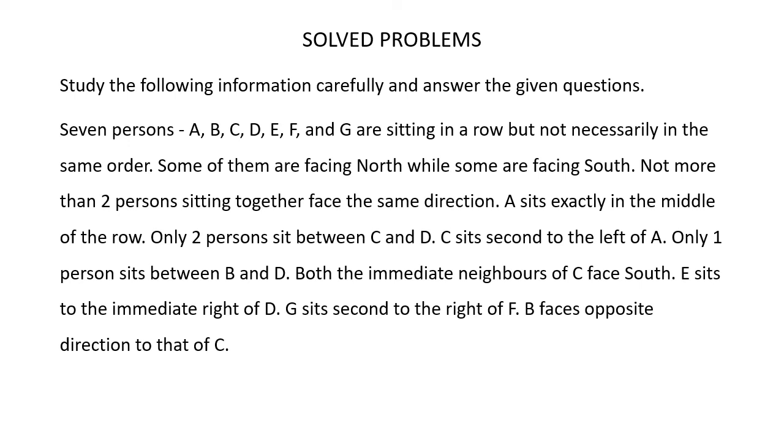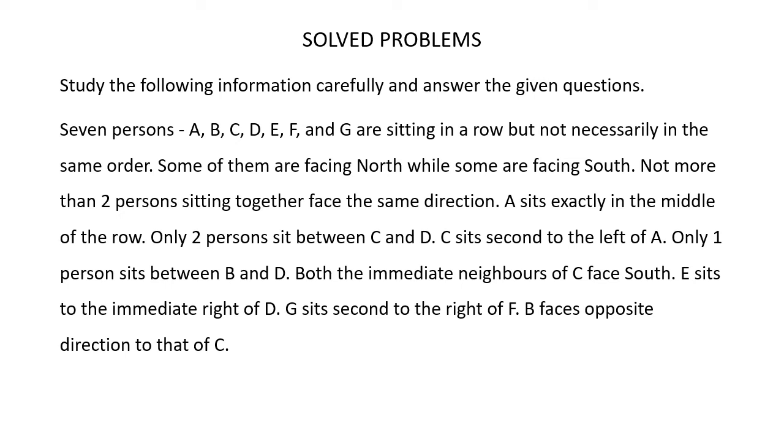So now here we are given that 7 persons are sitting in a row. So first draw a straight horizontal line and mark 7 places for these 7 persons. Next, find out if there is any direct information which will help you to fix the position of the person. Now here A sits exactly in the middle of the row is direct information which will help you to fix the position of A.